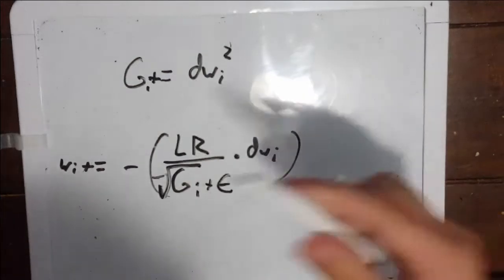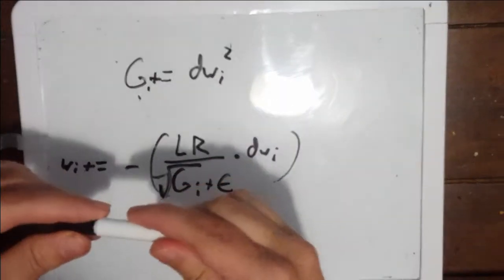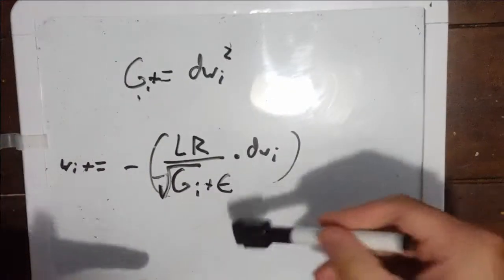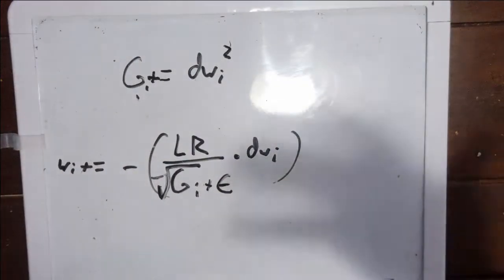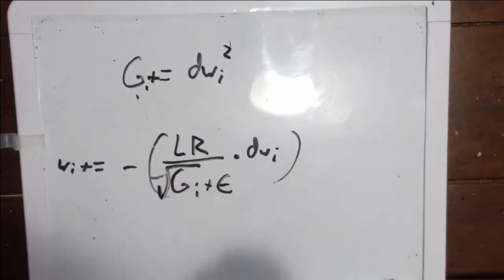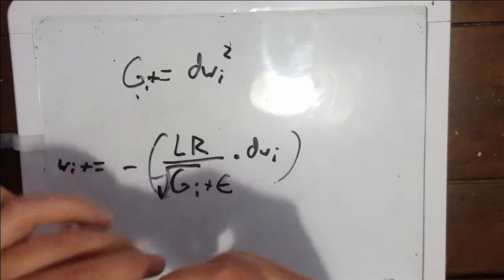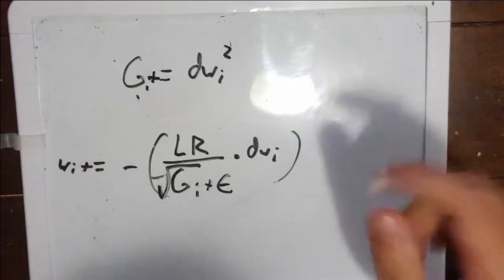Now, what's an obvious problem with this? Well, G is going to keep getting bigger and bigger. There's nothing that's going to stop it. So as we already said, it's going to shrink our learning rate. So what's going to happen? Our learning rate is going to get smaller and smaller. It's going to get as close to zero as possible, and our step size is going to be basically nothing. And this is absolutely something that can happen in practice.